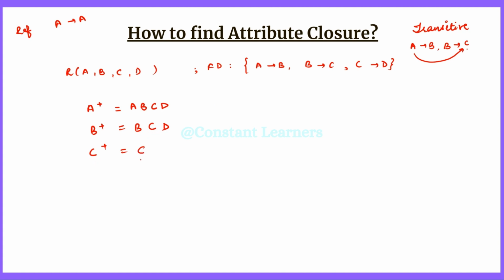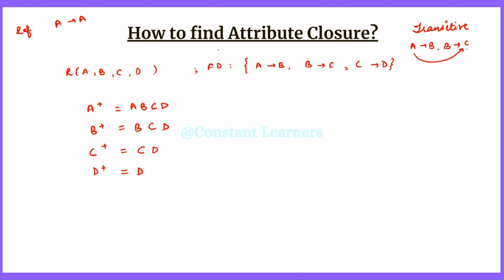For C, C will determine itself and C can determine D. But now D cannot determine A, D cannot determine B. So we will not have A and B here. And finally the attribute closure of D will be just D, because there's no other functional dependency given where D is determining any other attribute, right? So these are the attribute closures of A, B, C, and D.